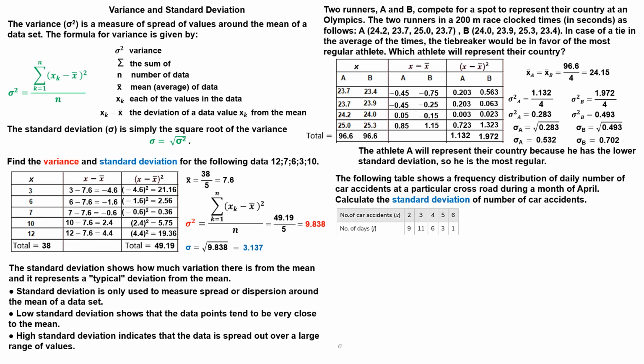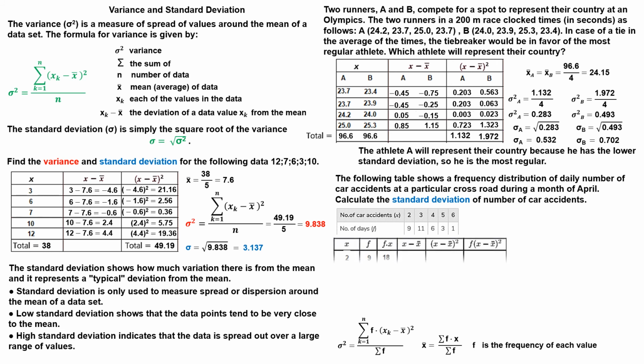The formulas used to calculate the mean and variance for grouped data are as follows. The frequency table can be extended as follows. We now perform the calculations as we did before.